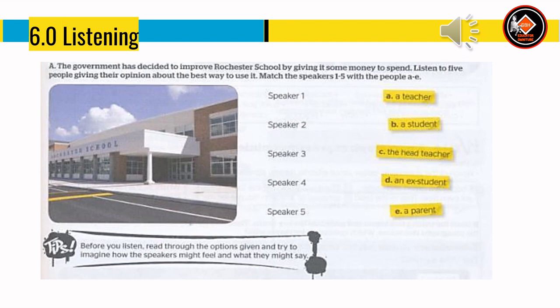Listen. A. The government has decided to improve Rochester School by giving it some money to spend. Listen to 5 people giving their opinion about the best way to use it. Match the speakers 1 to 5 with the people A to E.